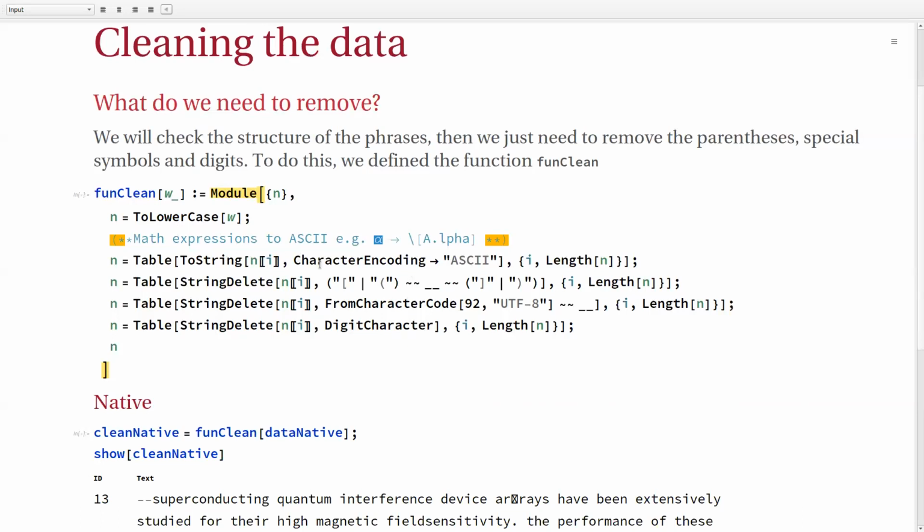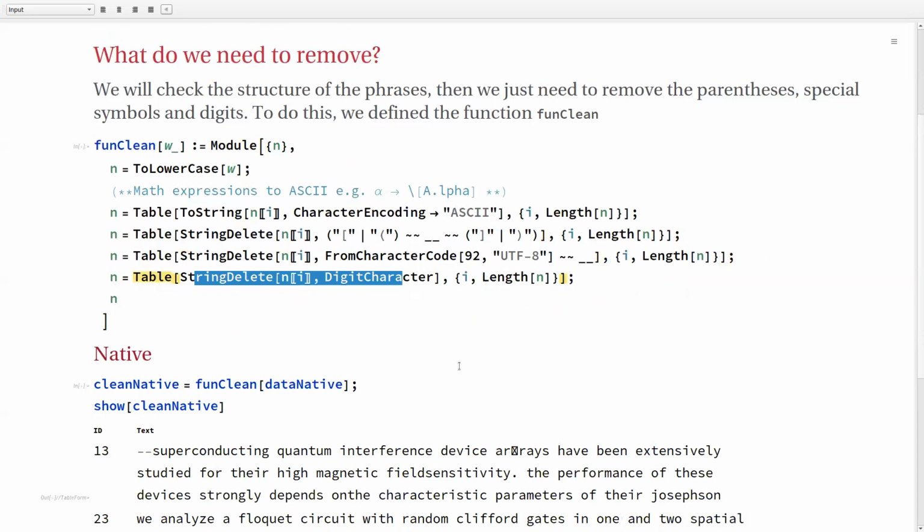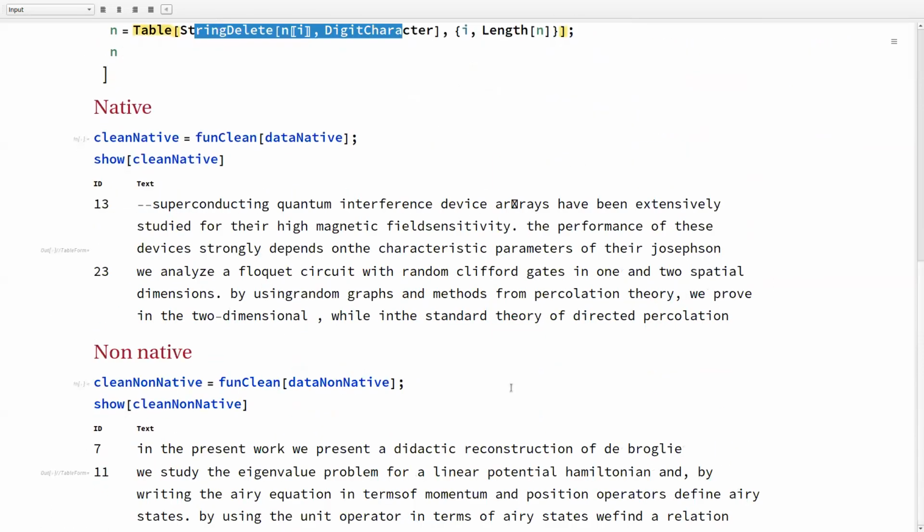So we translate into ASCII codes. Then we delete the parentheses, then the special characters that are not in the format UTF-8, and then we delete the numbers. So after cleaning the data, we got this. This is our final result.